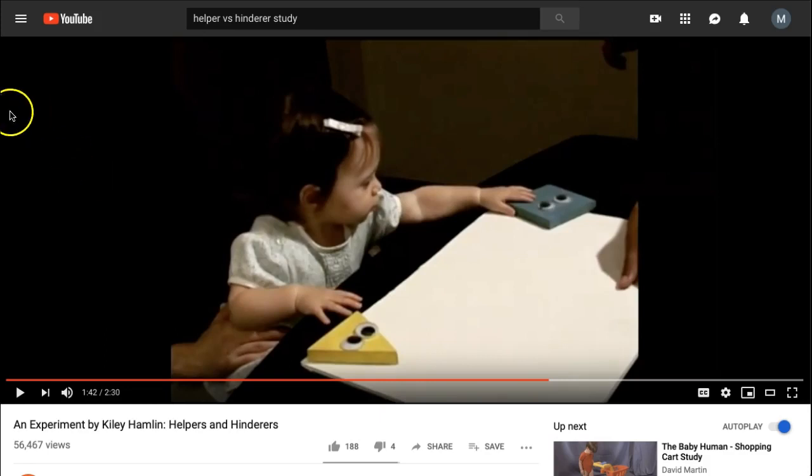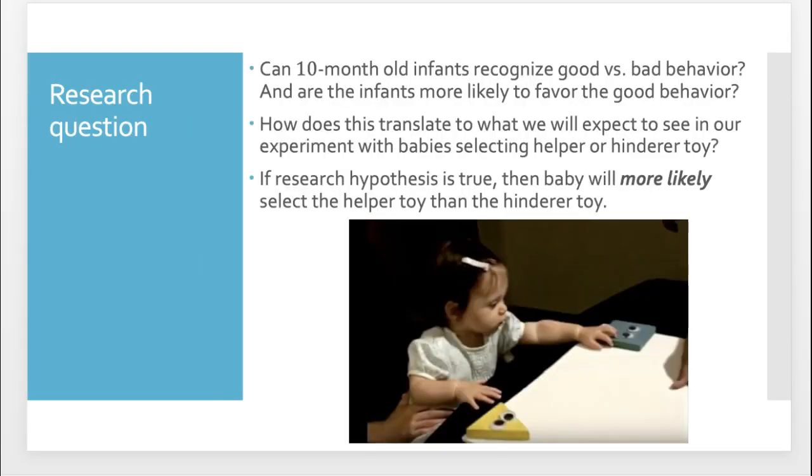So that's more or less how that was set up. One thing to note here is that the research question was, can 10-month-old infants recognize good versus bad behavior? And are infants more likely to favor the good behavior? Then we ask, how does this translate to what we'll expect to see in our experiment with babies selecting the helper or hinderer toy?